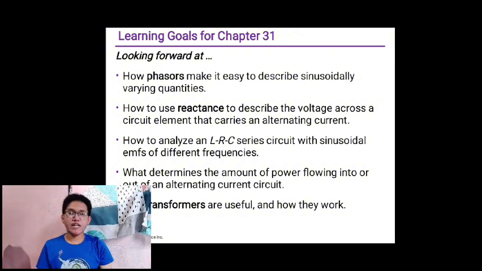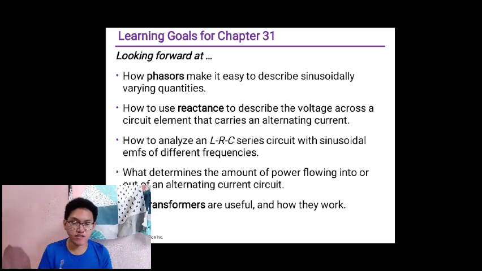But before that, we have here our learning goals. After completing this lesson, we should be able to understand that phasors represent sinusoidally varying quantities, describe voltage and current using reactance, analyze L-R-C circuits, the inductance-resistance-capacitance series circuits, with different frequencies, understand power flow in AC circuits, and explain how transformers work and why they are useful.